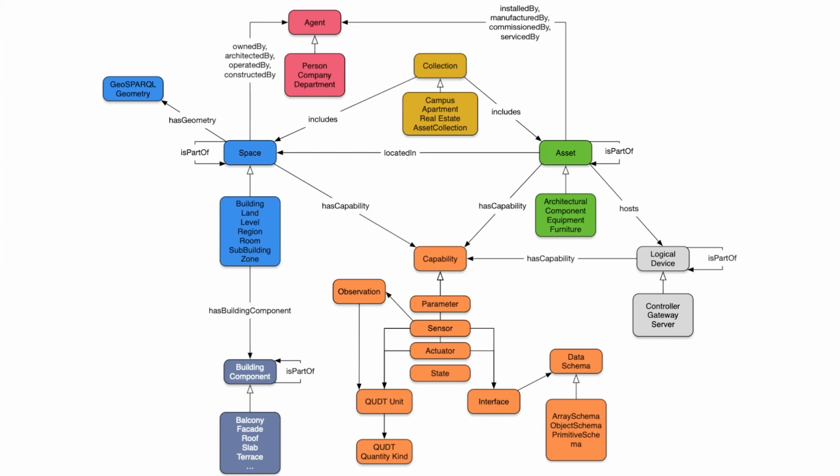The green box is assets. So these are things which are within the building, but which aren't part of the building structure itself.